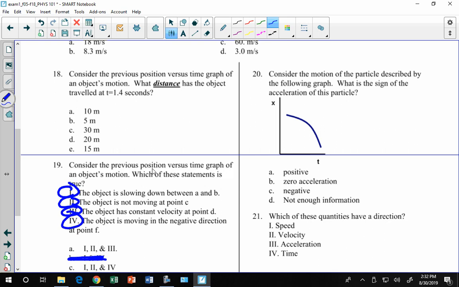Speeding up. I wish on the test that y'all could run your answers by me and you could just look at my face like, oh. Would that be useful for you?